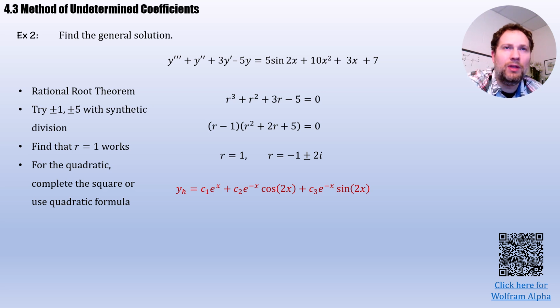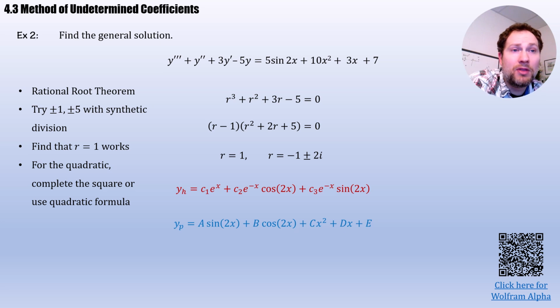And now we think about what the form of the particular solution would be here. So we've got a bunch of little pieces to this. We've got the sine piece, so we need a sine and a cosine term. But then we've also got the x squared plus 3x plus 7 part, so we need a quadratic thing. Now remember that normally we need to also consider revision.